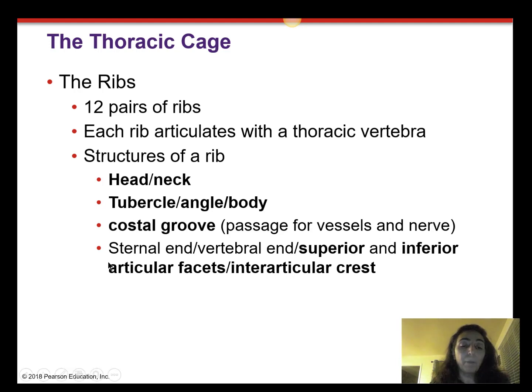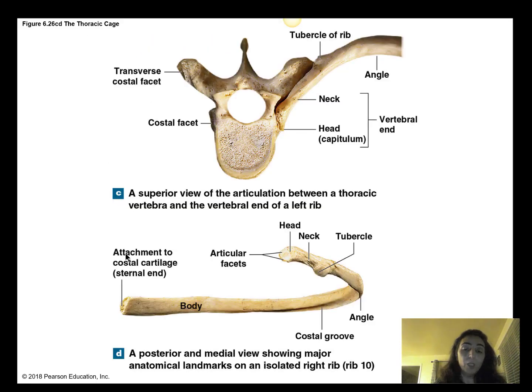And each rib has one connection going toward the sternum. We call that side the sternal end. The other side, which connects to the vertebra, we call the vertebral end. It has superior and inferior articular facets, so that it attaches to the thoracic vertebra, and it has an interarticular crest. So let's see all these.